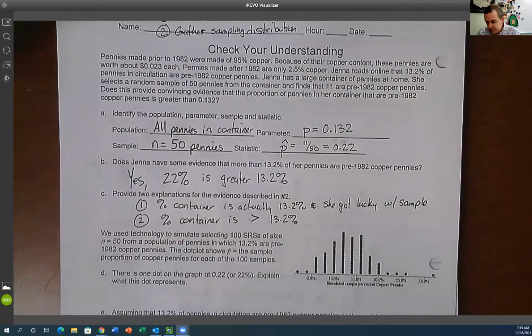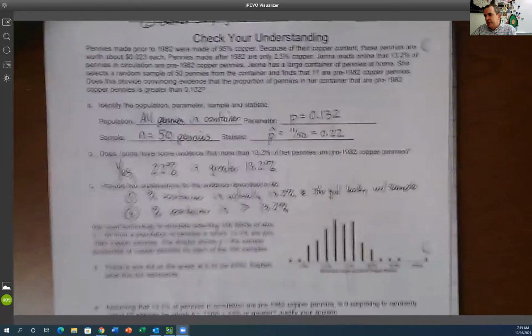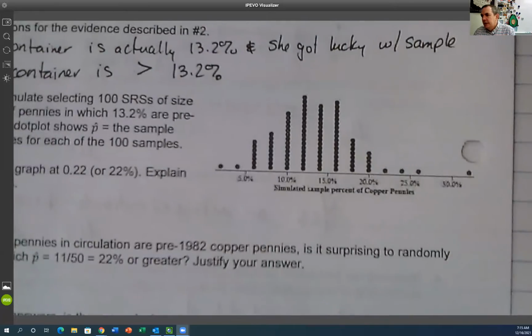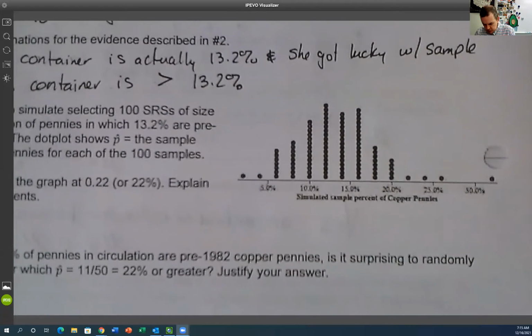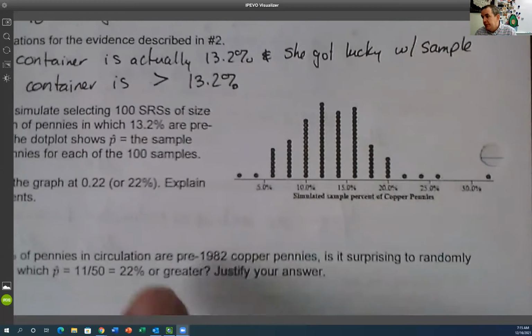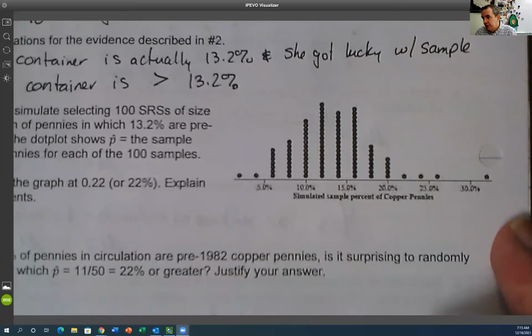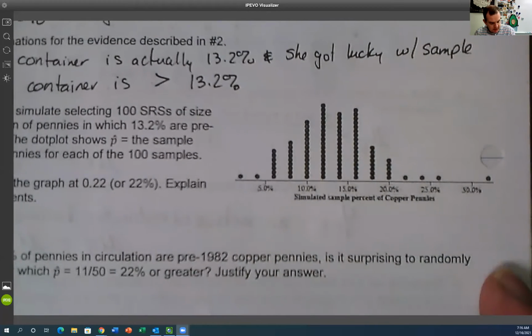So what's going to happen is the following. We're going to do a simulation of 100 samples of size 50 from the copper penny. So basically, let me zoom in on this. What ended up happening was they did it 100 times, and this is what they ended up getting.